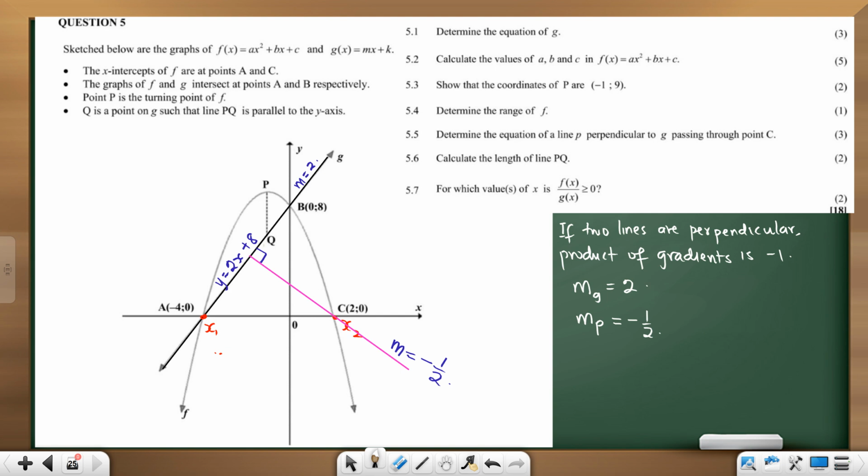It's a straight line. Oh, so I'm done. y equals mx plus c. It passes through point C. My y value is 0 and my x value is 2. If you do the math, c equals 1. So what's my equation? y equals negative half x plus 1. Case closed. We're done with that.